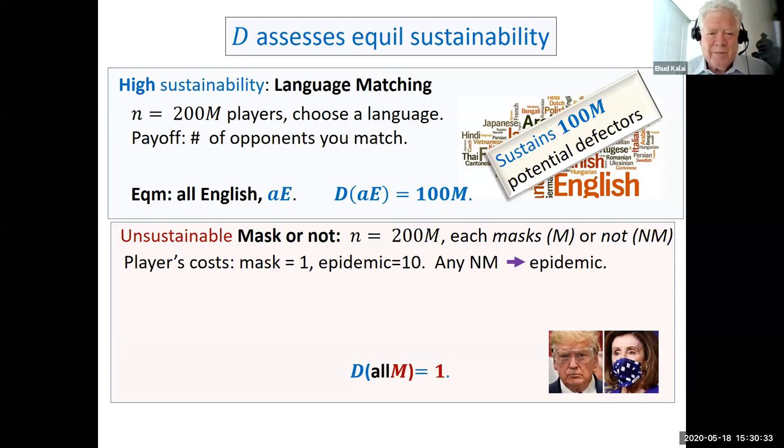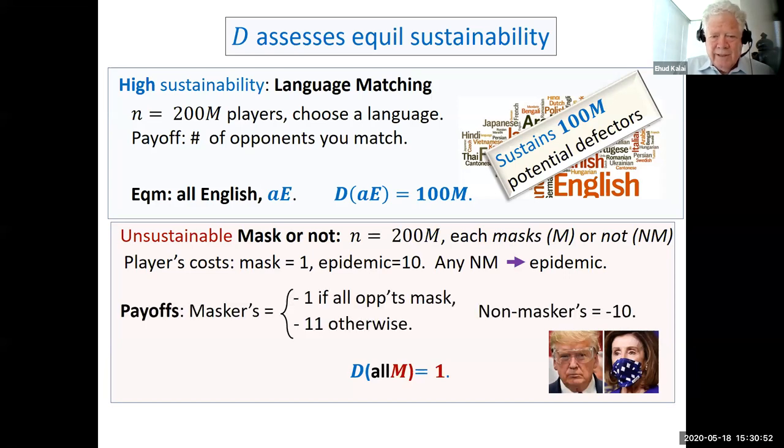And let's put some artificial cost. This is going to be very highly simplified. Let's say the cost of putting on a mask is 1. The cost of living through an epidemic is 10. And I'm going to assume that any player not masking will bring about an epidemic. If I push this extreme example to payoffs, then payoffs are like this.